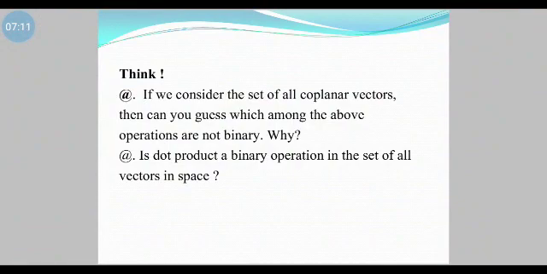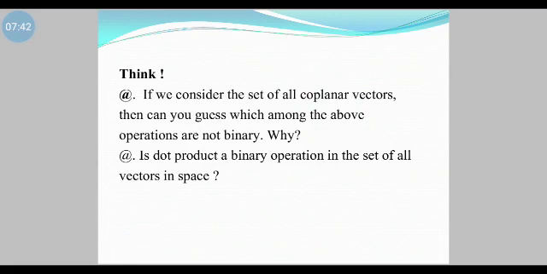Think about this: if we consider the set of all coplanar vectors, that is, the vectors lying in the same plane, then can you guess which among these above operations are not binary? What is the reason? Already we discussed the operations in the set of all vectors in a plane, that are addition, multiplication and subtraction. So the question is whether these operations are binary in the set of all coplanar vectors.